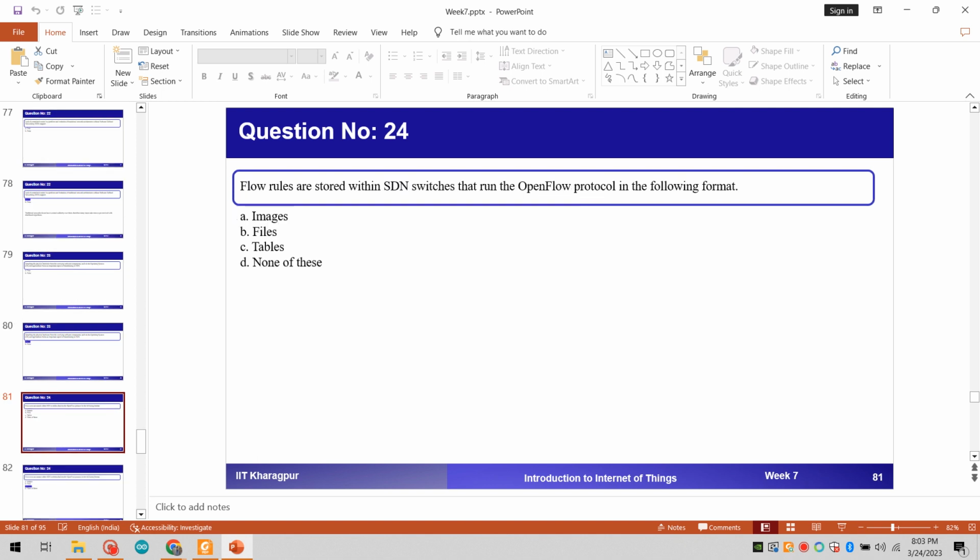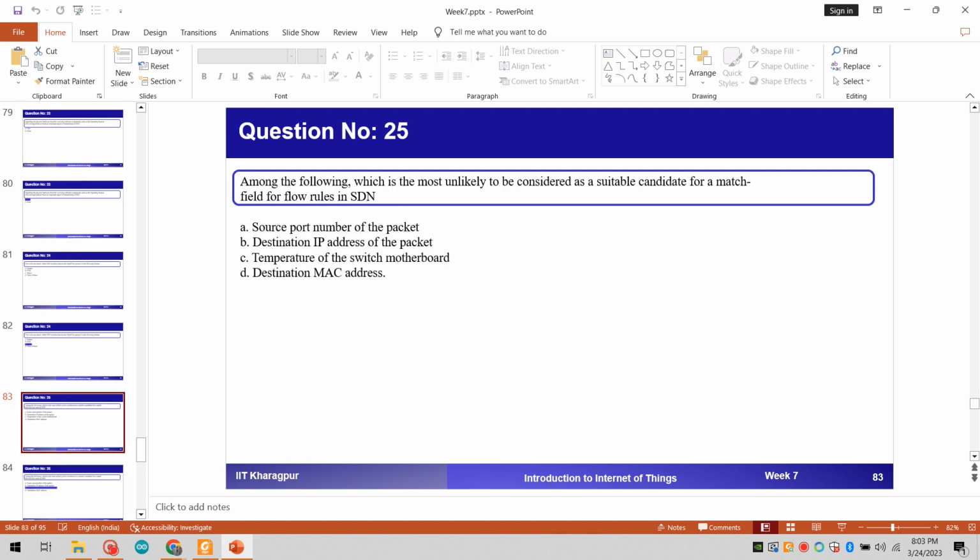Next question is flow rules are stored within SDN switches that run the OpenFlow protocol in the following format. Options are images, files, tables, none of these. Tables. Anyone else? Yeah, okay. Yeah, so the correct option for this is tables.